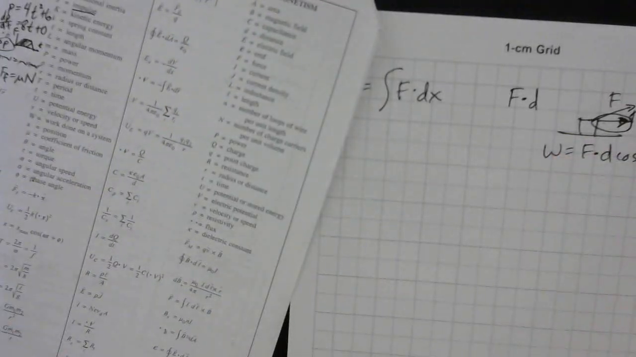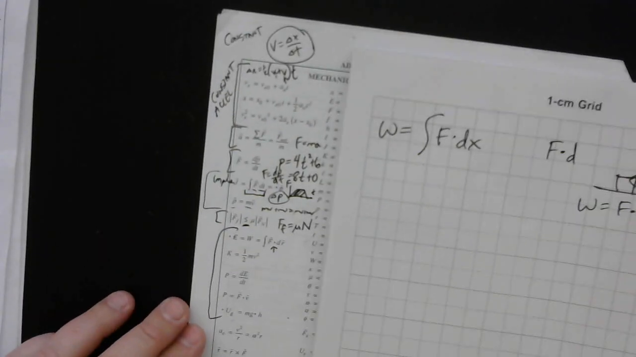Okay, so work. Sometimes you will see this as an equation, but a lot of times we'll see it with a graph. The area, because remember integral is area, equals the work. And work also equals change in kinetic energy. So as I transfer energy, I'm doing work.